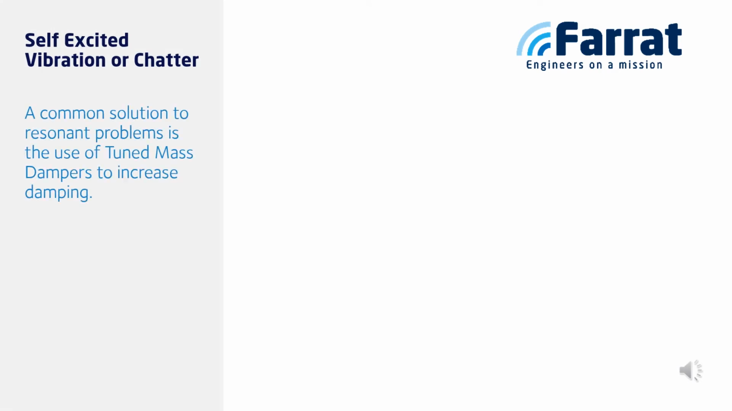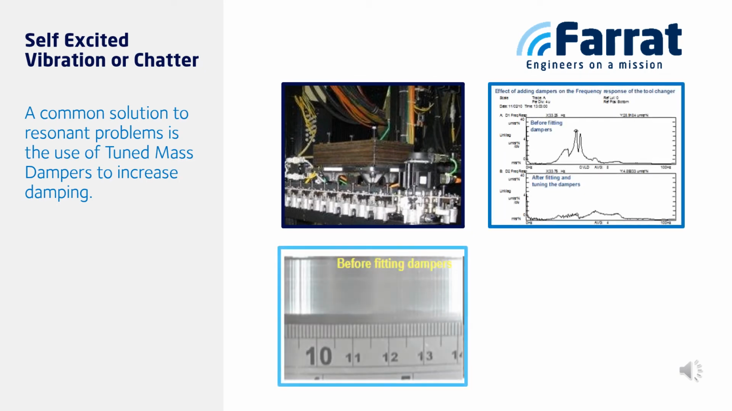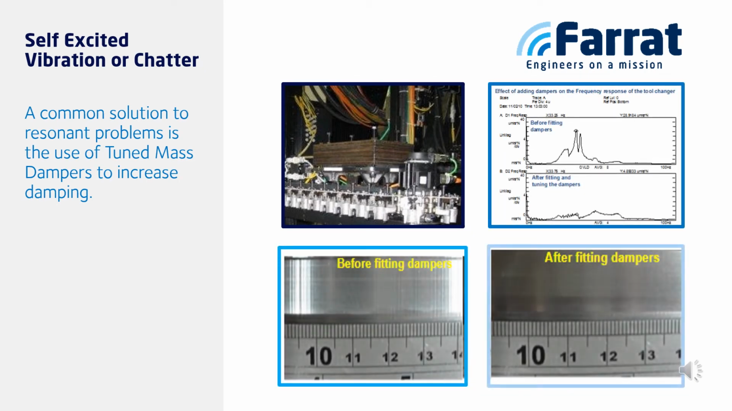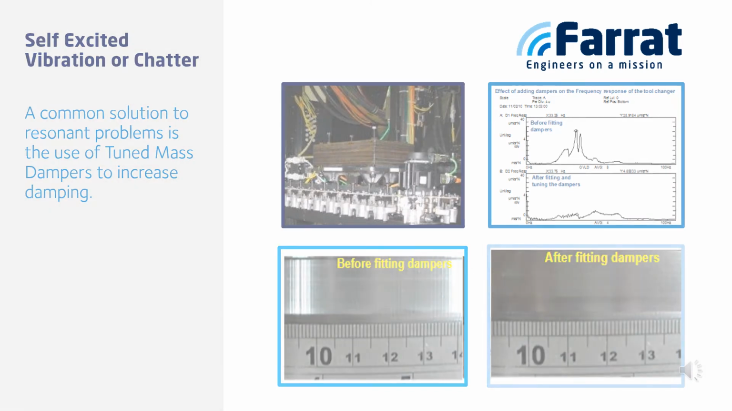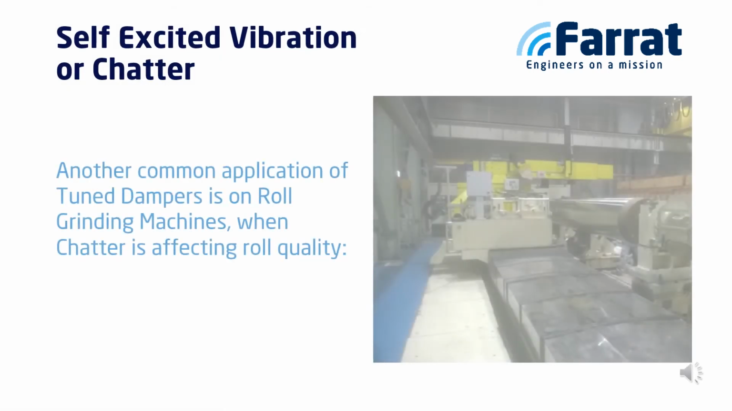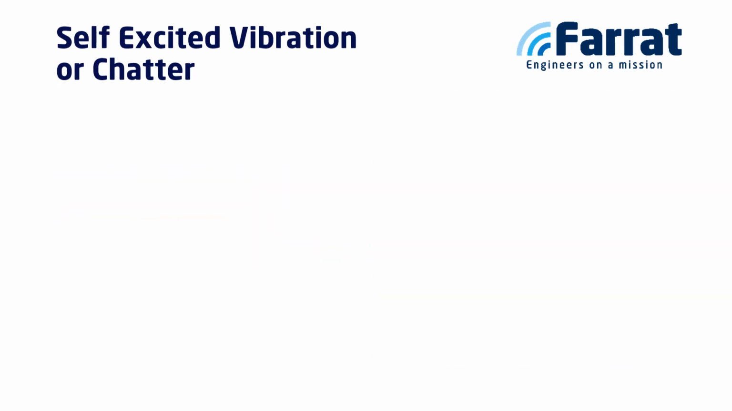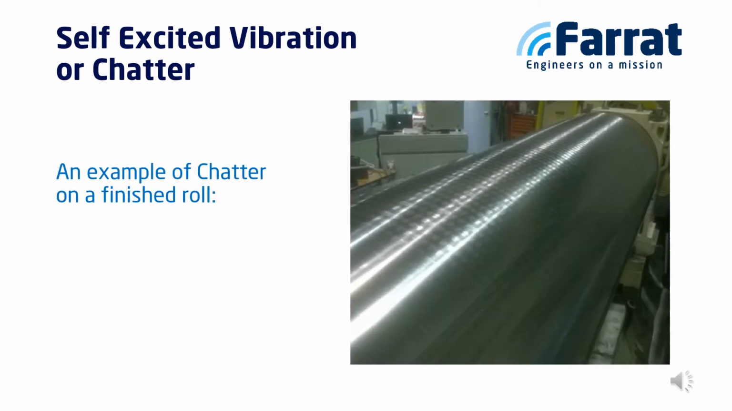A common solution to chatter is the use of tuned mass dampers, which increase damping. From the examples on screen, you can see the improvement in the work surface finish of steel or aluminium after fitting dampers to the machine. Tuned mass dampers can also be installed on roll grinding machines to improve roll quality, as demonstrated in the example here.